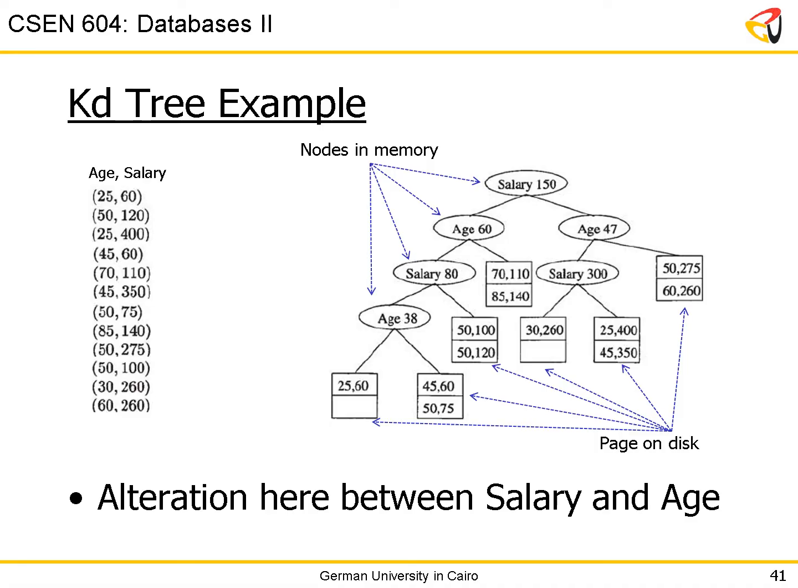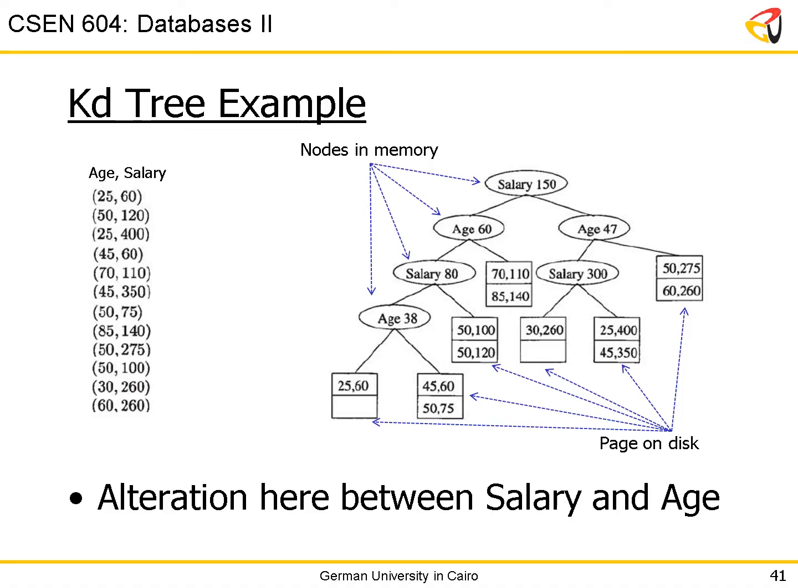Now, if you look here, there are two types of nodes in this tree. There are the oval nodes, which are the nodes that will be in memory, and each represents the particular value from the particular dimension we have in that specific level.